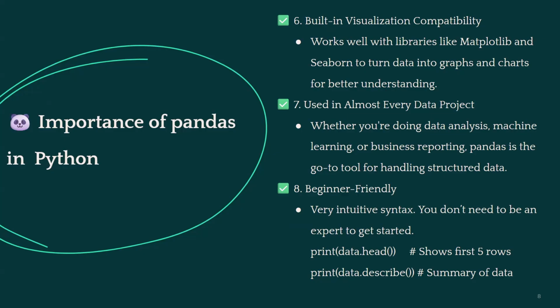It's used in almost every data project where you are doing data analysis, machine learning, or business-related work. Pandas is a good tool for handling structured data. So you can say pandas is used mostly for data analysis and machine learning, in most places where a lot of data is involved. It helps in every project, so that's why it's very important. It's very important to know about pandas, because in real-world work you will usually come across it.